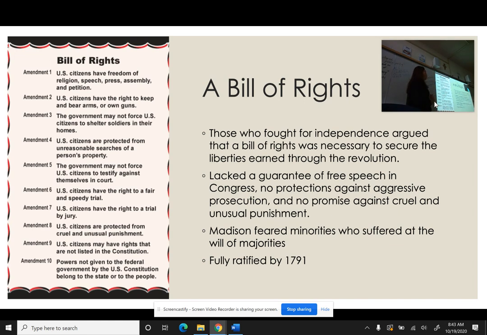Amendment 4, U.S. citizens are protected from unreasonable searches of a person's property. If you're walking down the street with all of your friends, a police officer cannot just say, hey, you, open up your bag. In order to search a person or their bag or their car, a police officer either needs a warrant or probable cause. So if a police officer is walking down the street and thinks that for whatever reason he has to enter someone's home, he is not allowed to just invite himself into your home. He needs probable cause to enter your home.